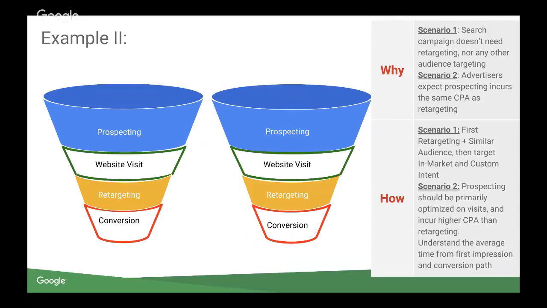In order for you to do that, you definitely should understand the average time from first impression to conversion path. This is information to help you show your client why it would take a longer time for a prospect customer to convert. And this information is actually available under our attribution report, and it is also quite often overlooked. This will give you good data to convince your client why prospecting customers would take longer to convert, and hence will achieve a higher CPA.